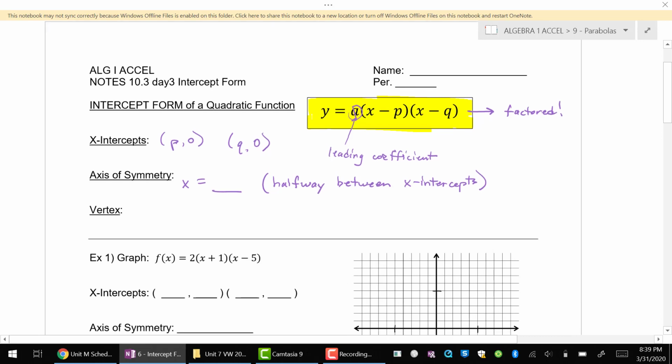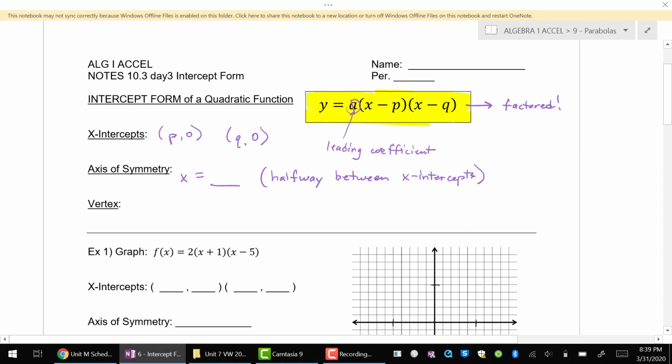And the vertex, again, we're not going to really be able to use opposite of b over 2 times a. But once we figure out that halfway point between the x-intercepts and have that x number, then we simply substitute that x value from the axis into the quadratic function to find y. And then we'll have the x and the y for the vertex.